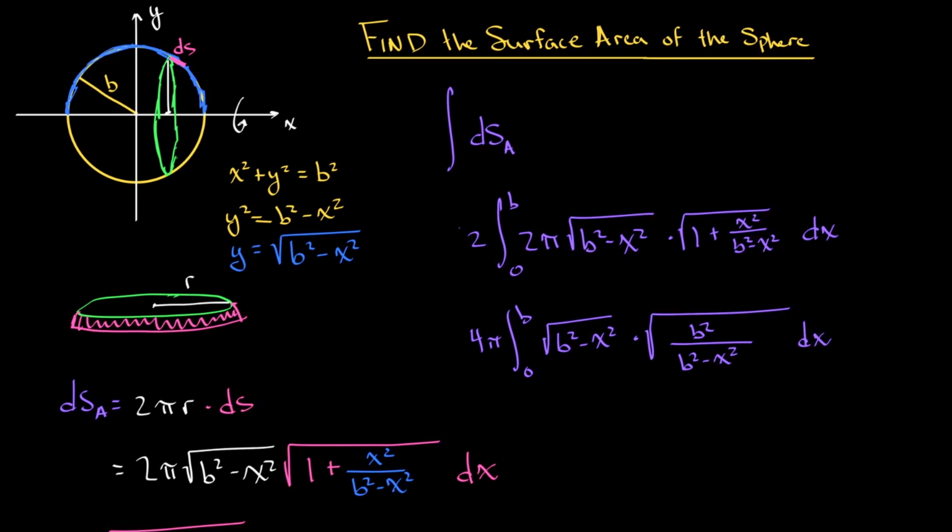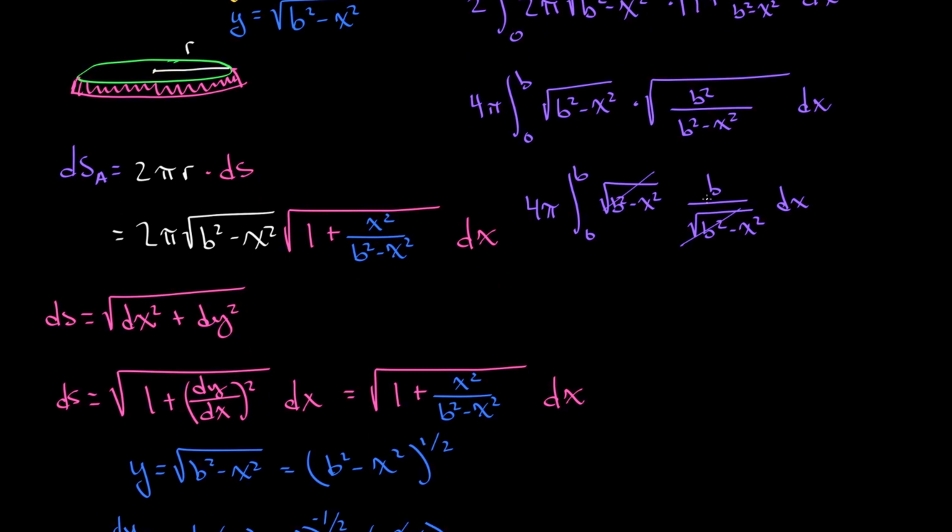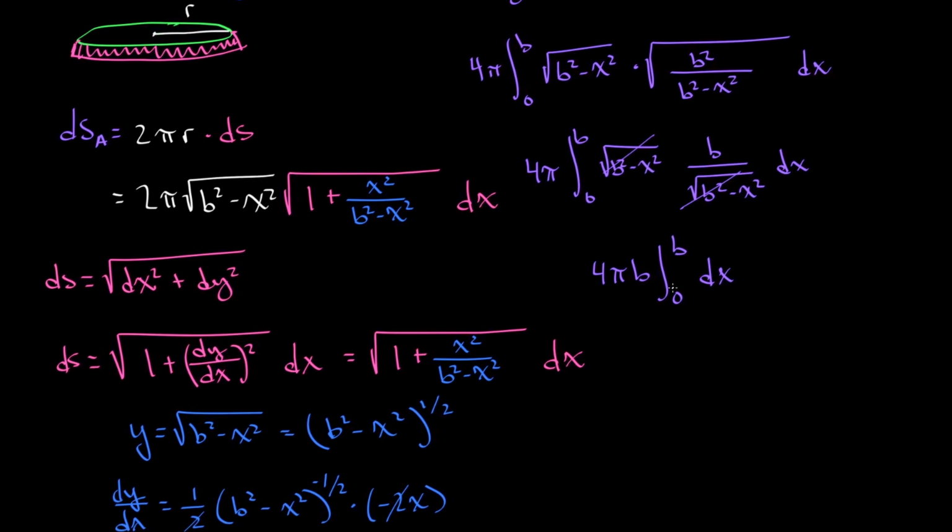Now, what I want to do is simplify this a little bit more, and this is starting to look pretty good. So we have 4 pi outside this definite integral, and we still have the square root of b squared minus x squared, and then in the numerator on this radical here, we're just going to have b, and then we'll be left with the square root of b squared minus x squared in this denominator, and then we have dx. And look at that, we get a nice cancellation right there. And remember, we're integrating with respect to x. b is just a constant, so this all comes outside of our integral. So we have 4 pi b times the definite integral from 0 to b of just 1 dx.